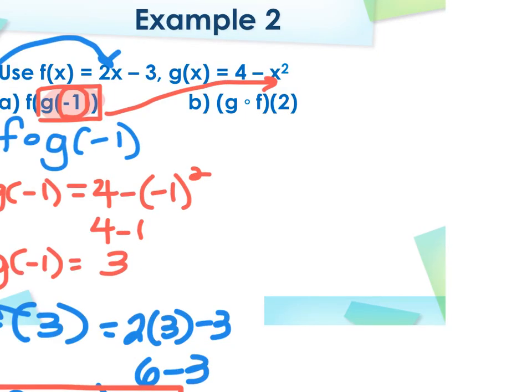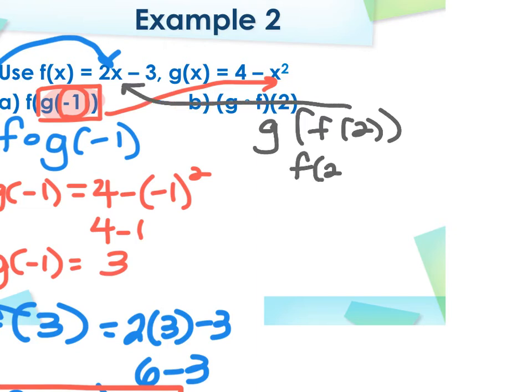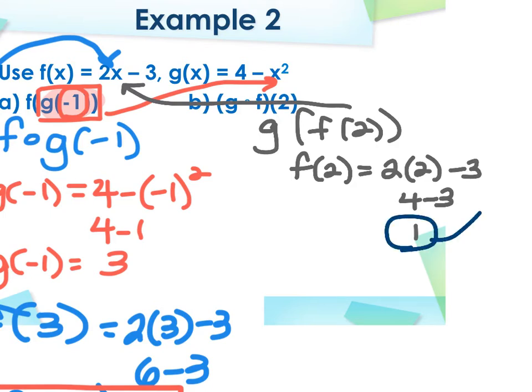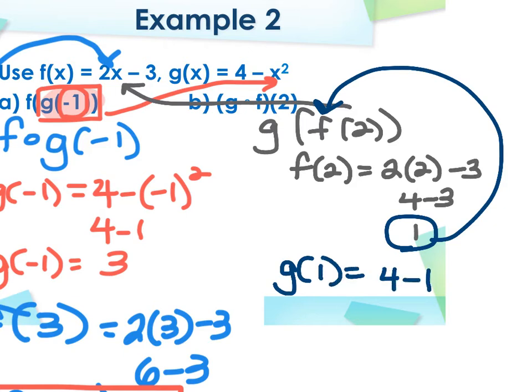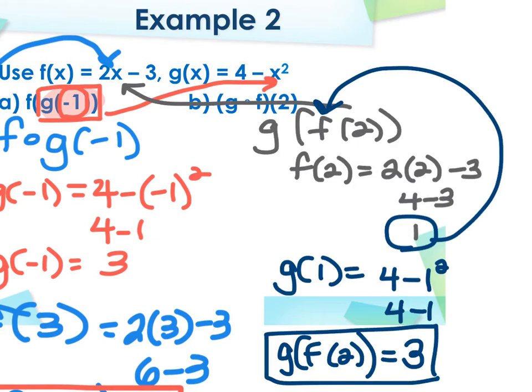Okay, so if I'm working from right to left, then I'm doing g of f of 2. I'm first going to take 2 and plug it into the f. So f of 2 would be 2 times 2 minus 3, which is 4 minus 3, which is 1. And then I'm going to take that 1 and plug it in place of here, so I'm finding g of 1. So 4 minus 1 squared, 4 minus 1, which is 3. So g of f of 2 is also 3.